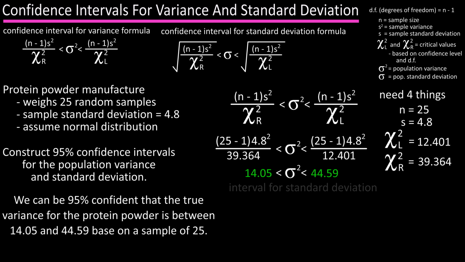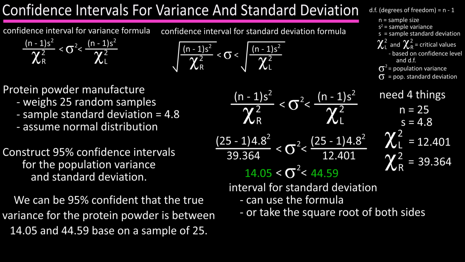To find the confidence interval for the standard deviation, we could use the formula, but the formula is actually the same as the variance formula, but taking the square root of both sides. So we can just take the square root of both sides of our answer from finding the interval for variance. The square root of 14.05 and the square root of 44.59, which gives us 3.75 less than sigma less than 6.68.